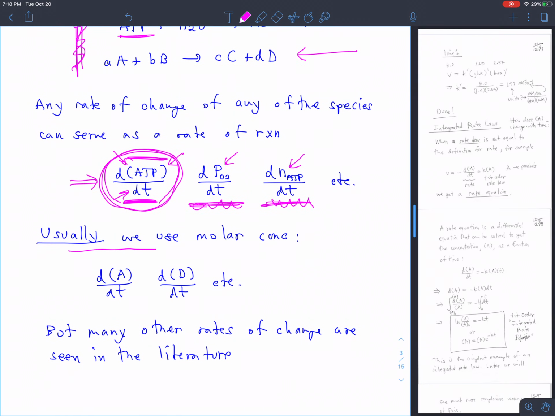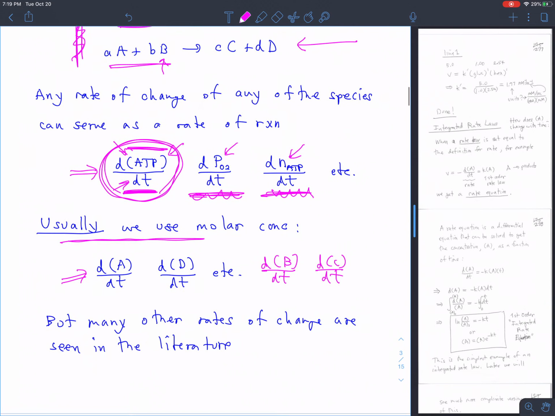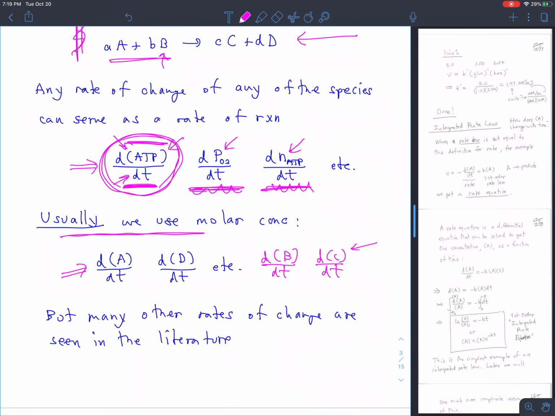Yeah, so I say here, usually we use molar concentration, and so for this generic case, there's 2 possible rates of reaction written here, but we could write down any of these ones. We could write out dB dt or dC dt and so on. All of those are possible rates of reaction. In this case, narrowing things down so that we're just talking about molar concentration rather than these other possibilities. But even so, for this generic reaction with 4 species involved, there's 4 different rates of reaction.